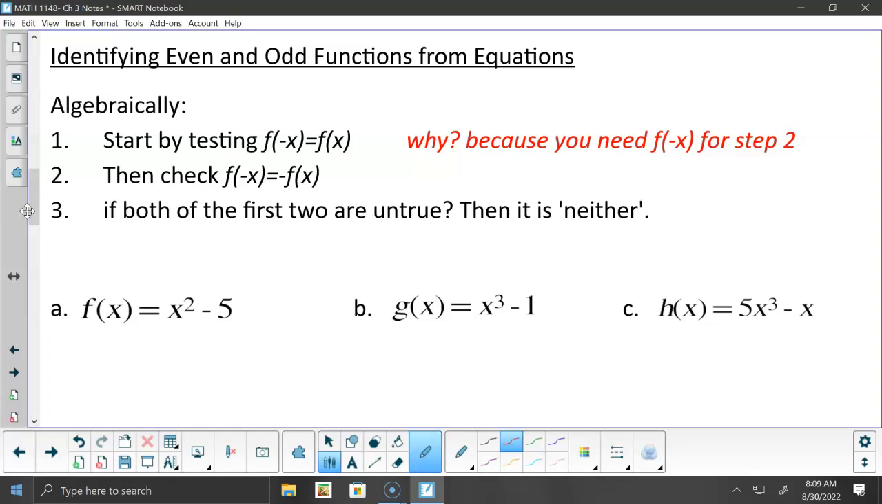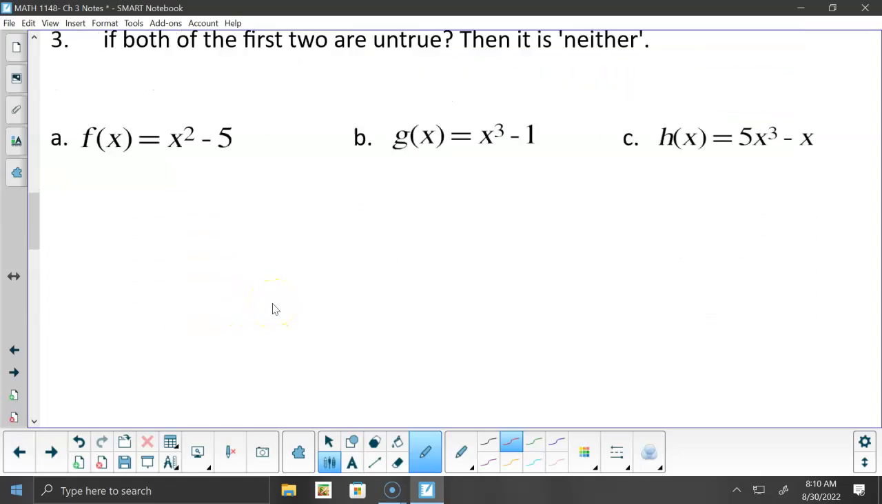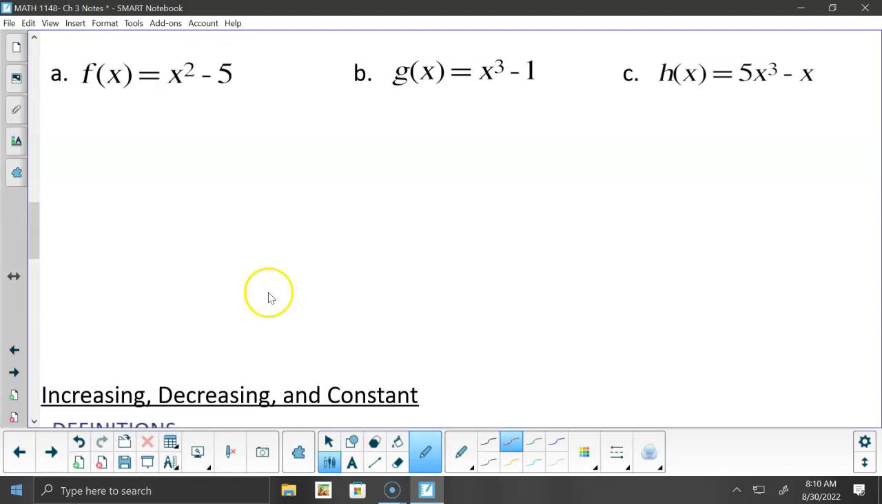If you've had me in the past, we've done identifying even, odd, and neither before. So my big thing with this is always start by checking even, because you do need part of it to check for odd. So what's the point in doing double the work if you know you're already going to need to do it? We want to do one with me and one with your neighbors. What are we thinking? Are we thinking it's first period and we're exhausted? Which one do you guys want me to do? A, B, or C?